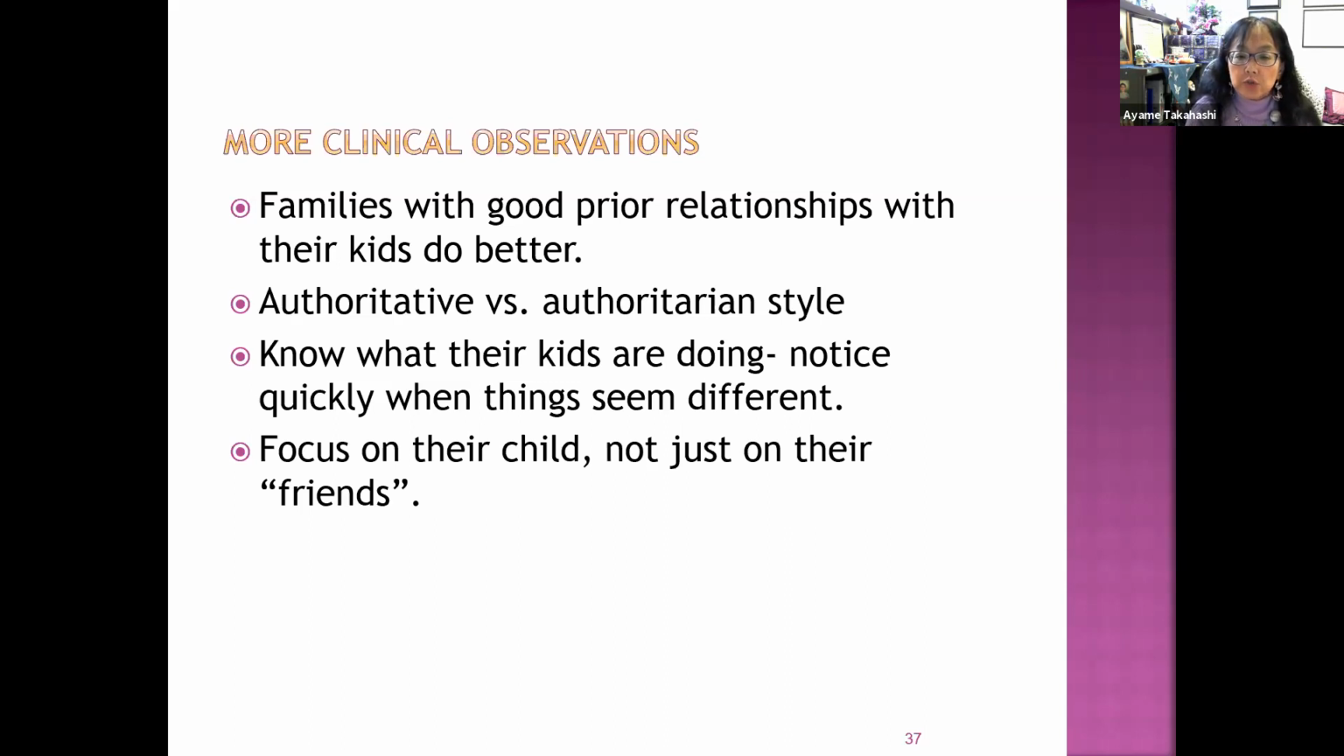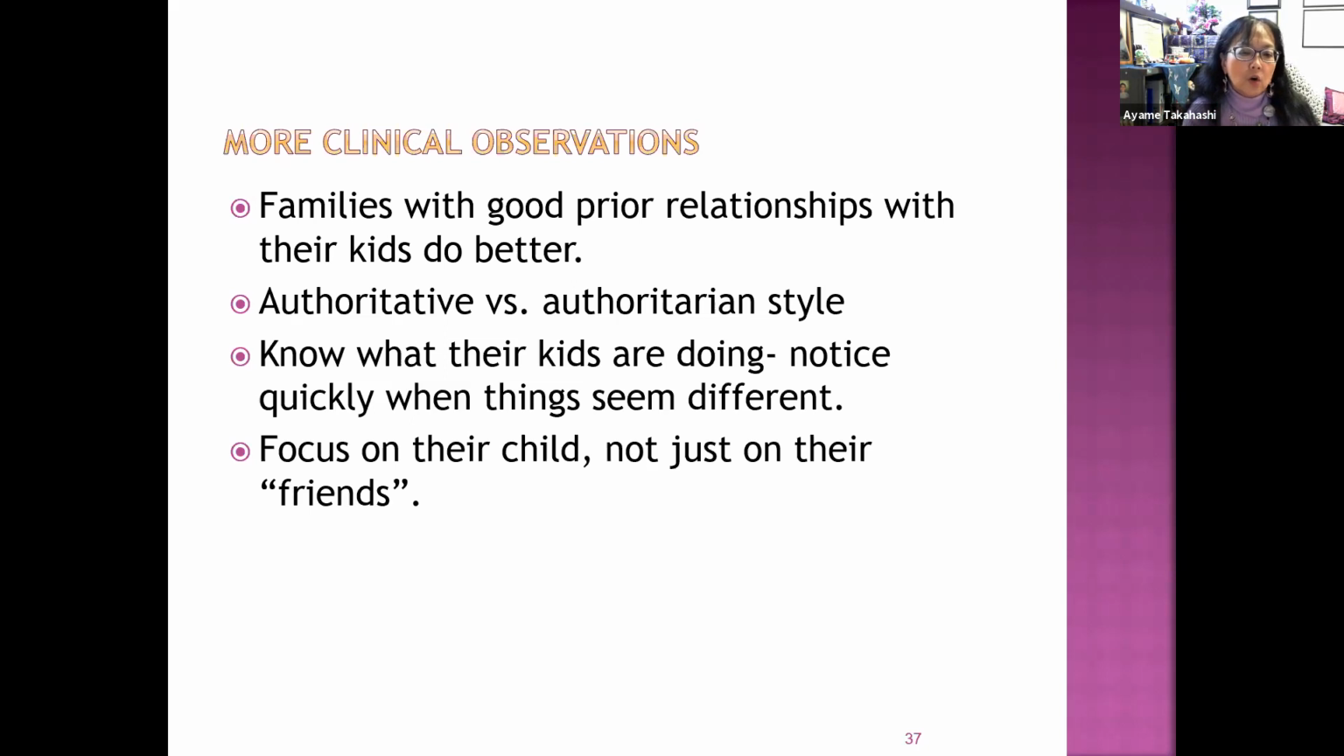They tend to notice what their kids are doing, and very quickly. And then they focus on the child, not just their friends. And then the friends thing eventually falls into place if you focus on the child. The child really knows which friends are good and which friends are bad for them, to reframe that.